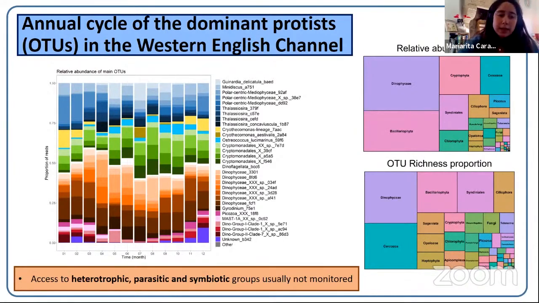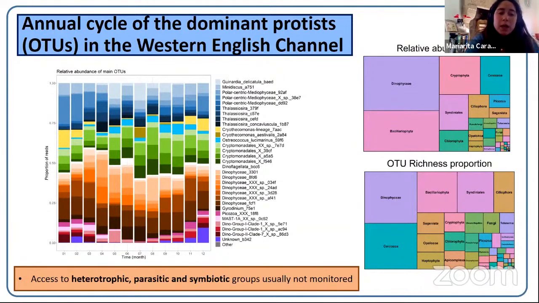But we also have access to all the other smaller groups, heterotrophic, parasitic, and symbiotic groups like Cercozoans, Ciliophora, Picozoa, Sagenista, fungi, Syndiales, and all of those groups that are overlooked in most studies exactly for a problem of size.